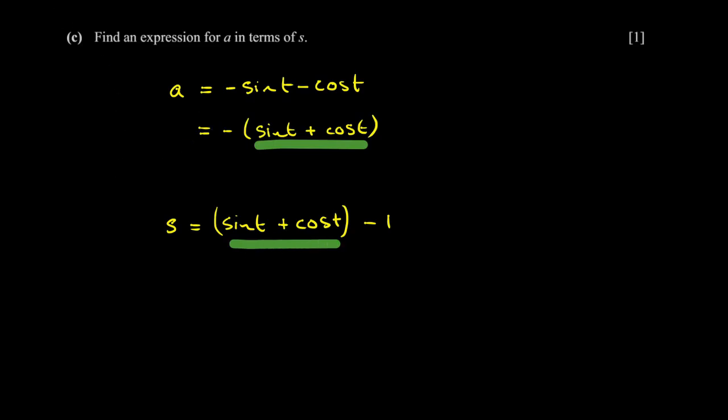So we know that sine t plus cos t is going to be equal to negative a. So I should just be able to write here that s is equal to negative a minus 1. So I think that should be the answer. Now I'm just going to go back and check the mark scheme for that. Make sure that everything is okay.